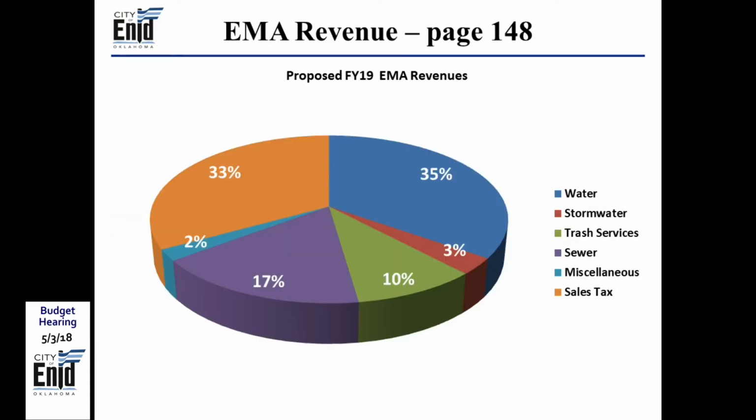When we look at the revenue for EMA, the majority of it is made up by utility services. We have water, stormwater, trash service, sewer. There's some miscellaneous utilities. And then there is the sales tax. Sales tax makes up 33%. The other 67% is made up by utility revenues. Last year, the sales tax was 36% and utility revenues was 64%. So we have seen quite an uptick in the utility revenue from the water that we talked about earlier in the overview.